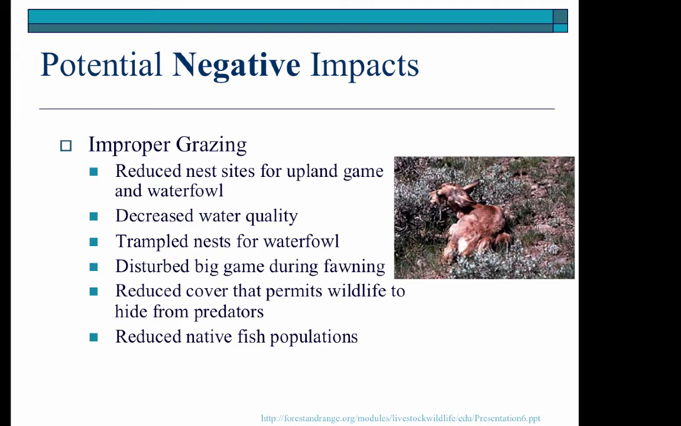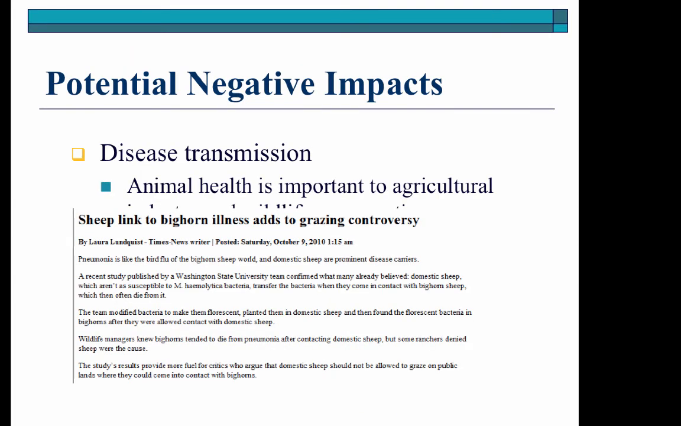Improper grazing actually has the ability to reduce the native fish populations as well. Especially if there's a lot of riparian areas, having too many domestic grazers eating too much of the vegetation around those riparian areas will decrease the living conditions in the stream for some of those native fish populations. So one example of a negative impact is actually in the form of disease transmission.